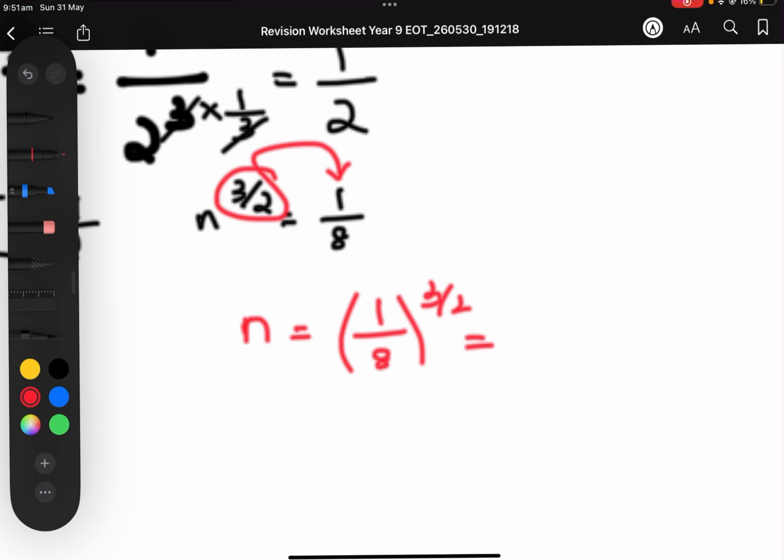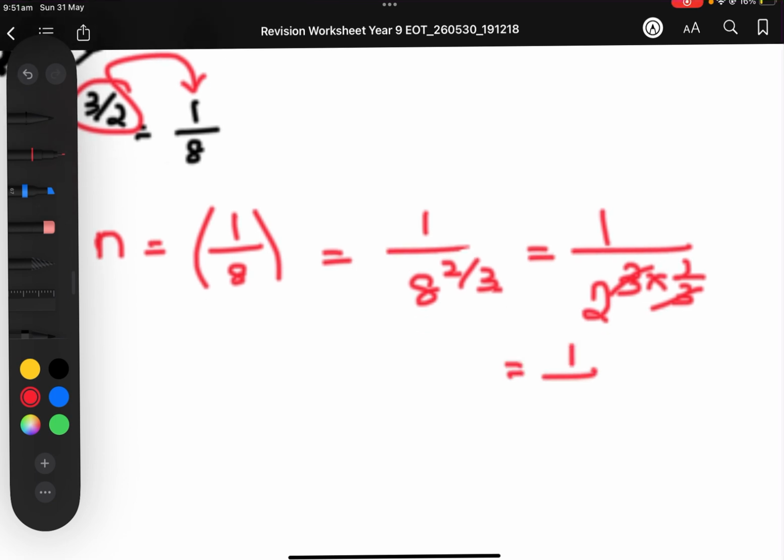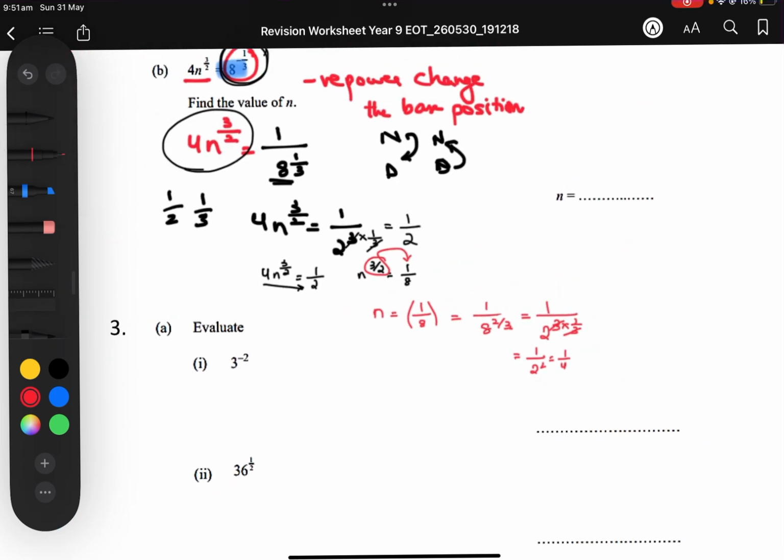We will have 1 over 8 to the power 3 by 2. That turns out to be 2 cube. The power also switches, look at me doing everything opposite now. It becomes 3 by 2 becomes 2 by 3. This gets cancelled, and I'm left with 1 by 2 square, which is 1 by 4. This is one way of doing this question, which is a long way.